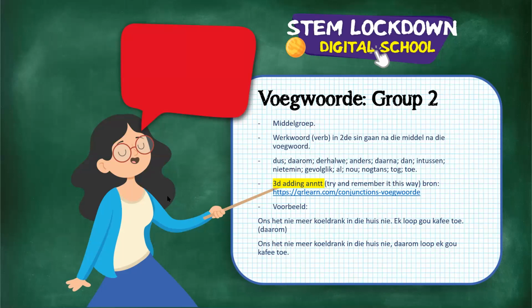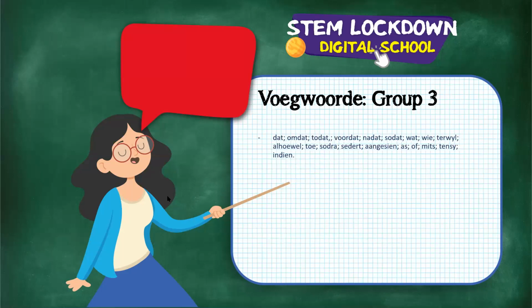Okay, right, I'm going on. Group 3 is quite a big group of voegwoorde. I'm sorry for that little typo there. So it would be dat, omdat, totdat, voordat, nadat, sodat, wat, wie, terwyl, alhoewel, toe, sodra, sedert, aangesien, as of, mits, tensy, indien. These are something that you're also going to have to study by heart.